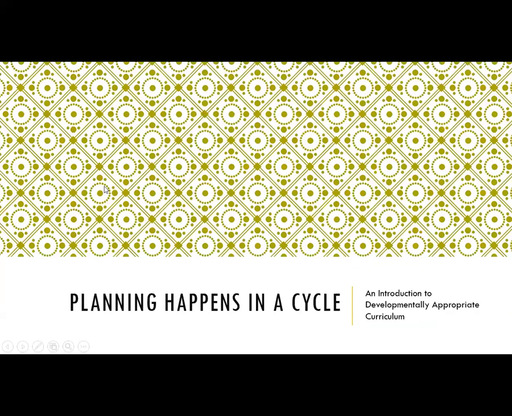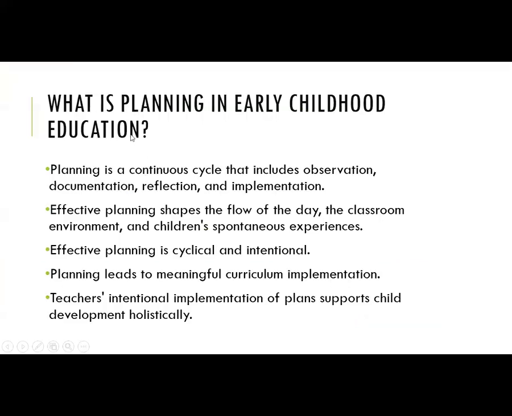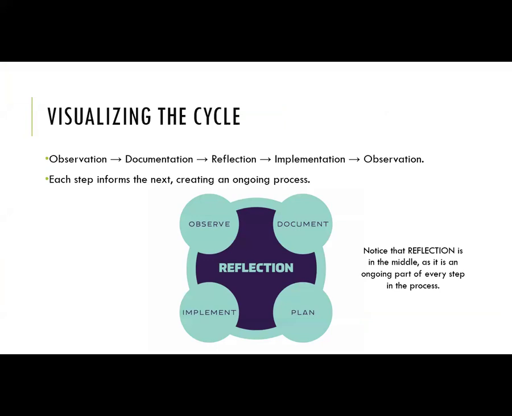So the first section of your book is that planning happens in a cycle. Planning is a continuous cycle of observation, documentation, reflection, and implementation. It shapes the daily flow, classroom environment, and spontaneous experiences, supporting meaningful curriculum and holistic development. This cycle of observation, documentation, reflection, and implementation, each step feeds into the next step, and therefore it creates an ongoing, evolving process that supports continuous growth and learning.